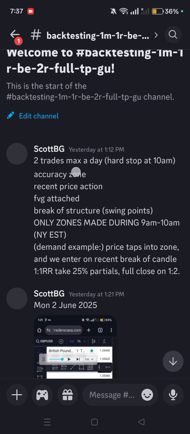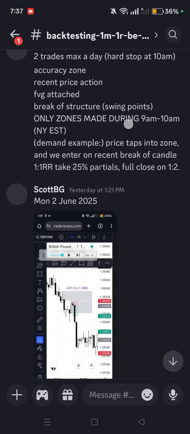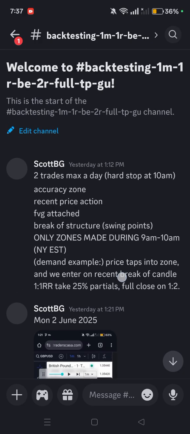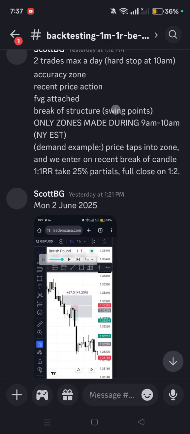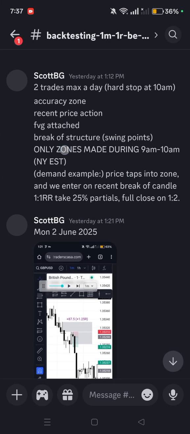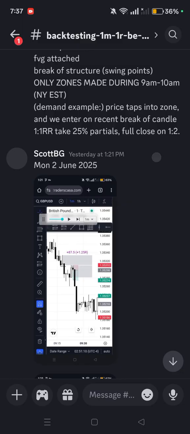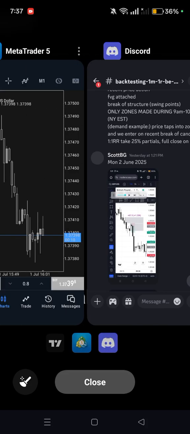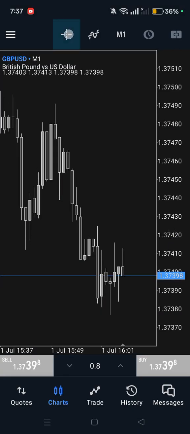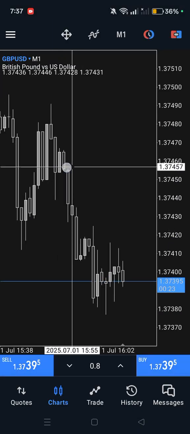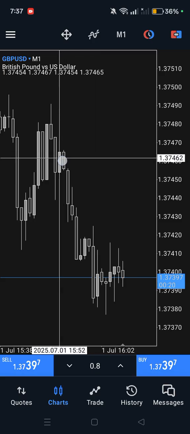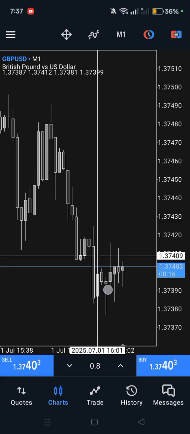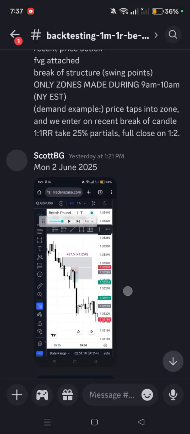Accuracy zone is basically when I can show when I get setups. Recent price action means zones being made starting from 9 to 10. So if there's one zone, like this zone right here, this zone would not count. I would not trade this because this is not made from the start of 9 a.m. So I would just ignore those.